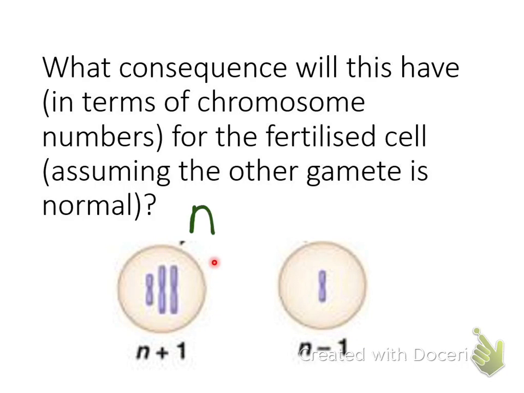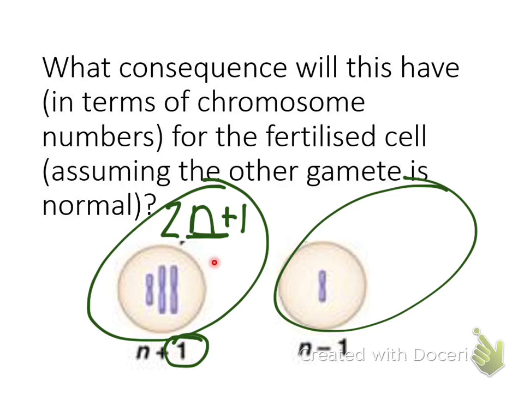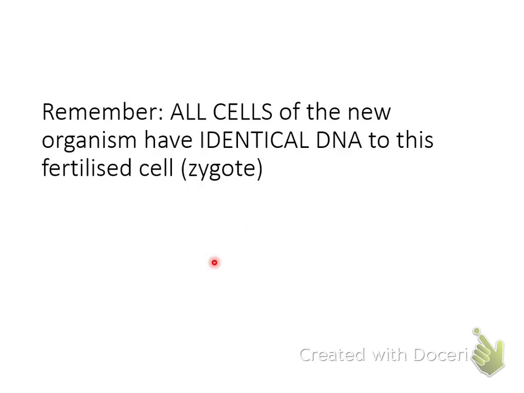So when we fuse the genetic material of a cell with N chromosomes and a cell with N plus 1 chromosomes, the resulting cell has 2N plus 1. This is an abnormal cell. It has 2N plus this extra 1. You can probably guess over here on the right, if we fertilize a cell, we will end up with 2N minus 1. So whatever chromosome is missing here will be missing in the zygote.